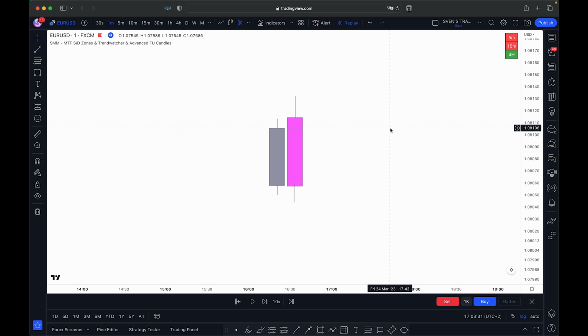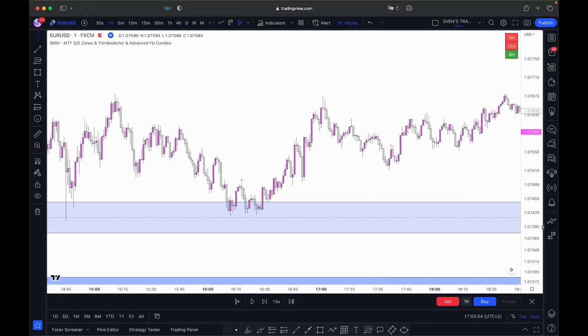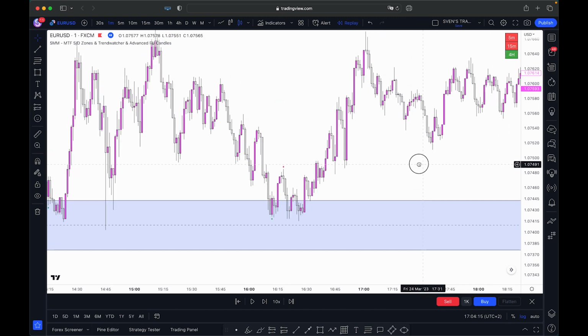So how exactly does the FU candle work? It's a candlestick pattern that forms when the high of the current candlestick is higher than the high of the previous candlestick, and the low of the current candlestick is lower than the low of the previous candlestick. This creates an outside bar pattern that shows a reversal in the demand and supply zones, which is all being automated with our indicator. So alright, how can you take this inside of your trading strategy?